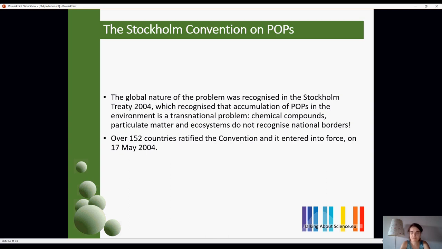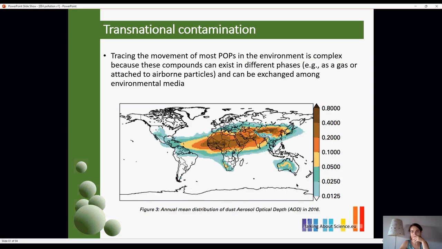So all of this came together with a treaty, the Stockholm Treaty 2004, which was to start to manage this problem of the persistent organic pollutants, because of course these things don't recognize borders. Just to give you an example, this is dust which is spreading around the world. So it's quite clear that it's not a problem for one particular place. And this is true for many POPs, that they may be produced in a locality, but they may spread across the globe.